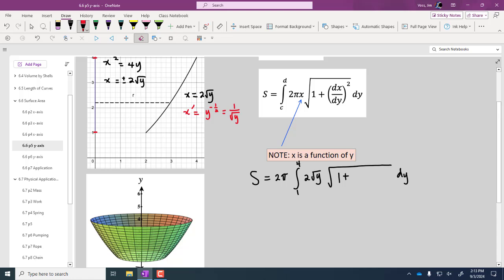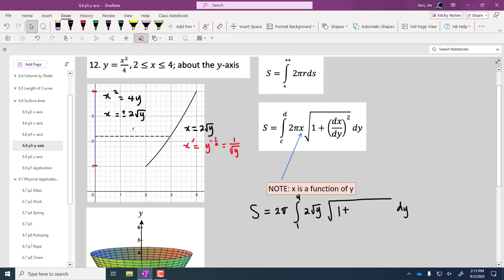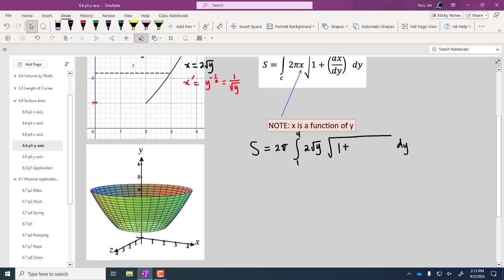Isn't the first limit of integration 2, not 1? We're going in the y direction. Okay. So if we were integrating with respect to x, it would go 2 to 4. But the corresponding y values will be 1 less than or equal to y less than or equal to 4. So if we plug this x value of 2 in here, we get a y value of 1. If we plug the x value of 4 into there, we get a y value of 4. So 1 to 4.